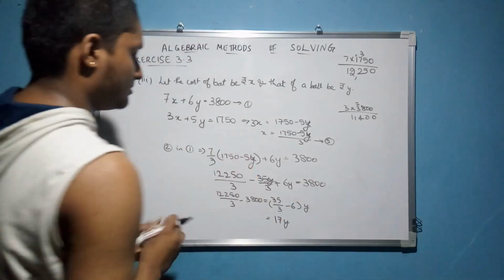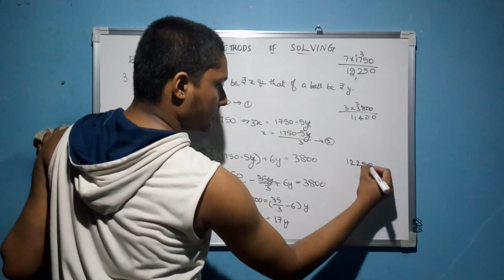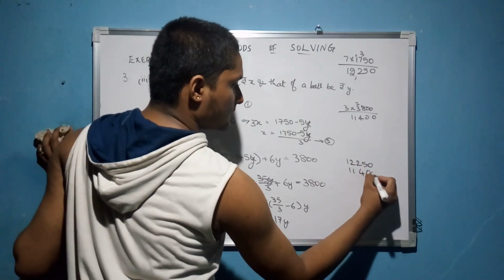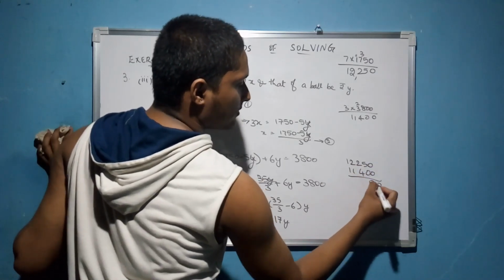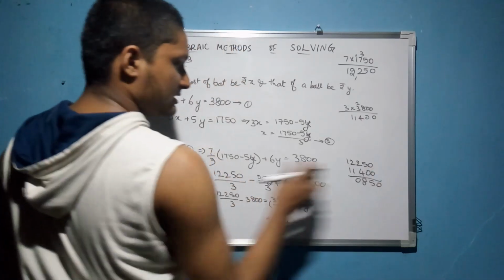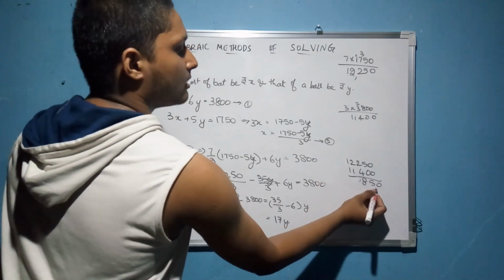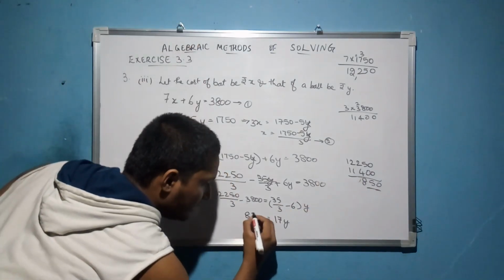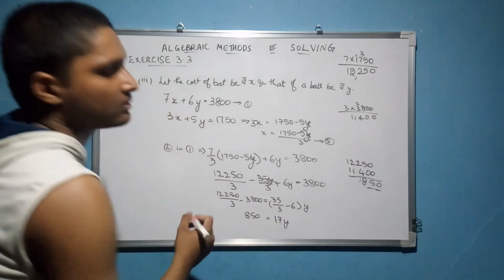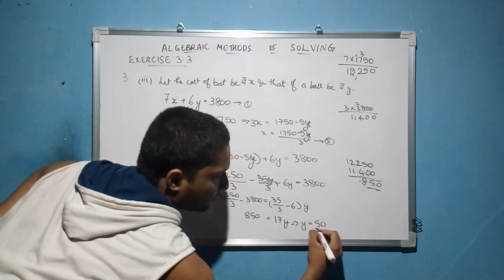Let me subtract first. So this is going to be 12250 minus 11400. That is 850. Okay. Now what is y? y becomes 50.